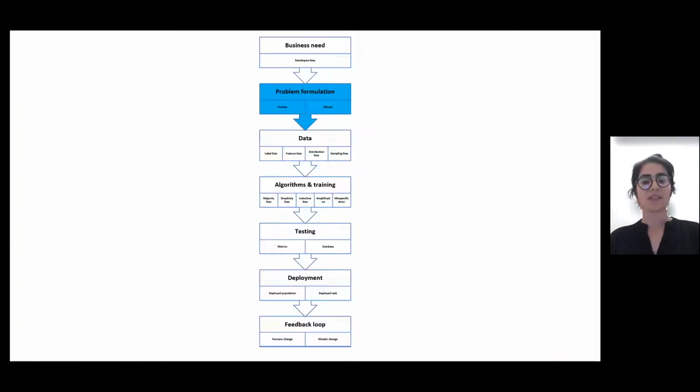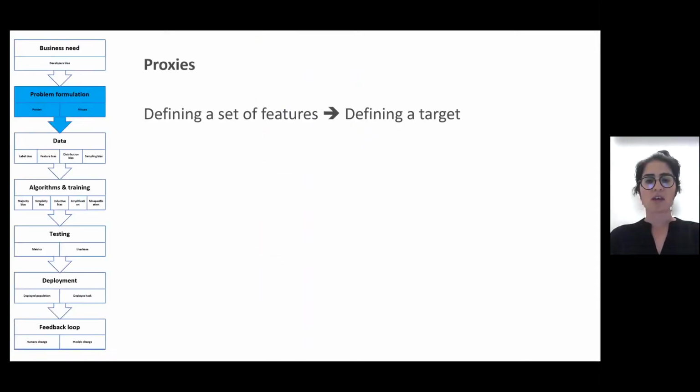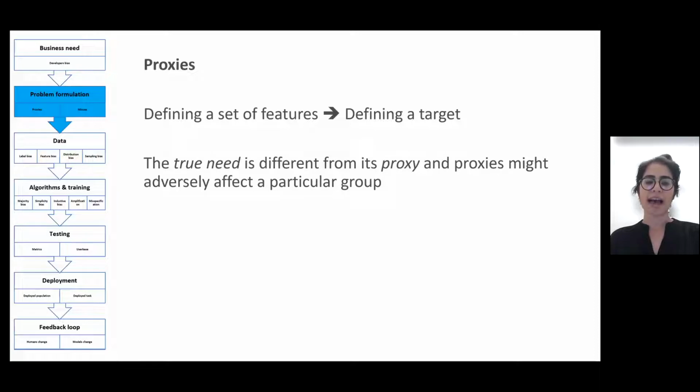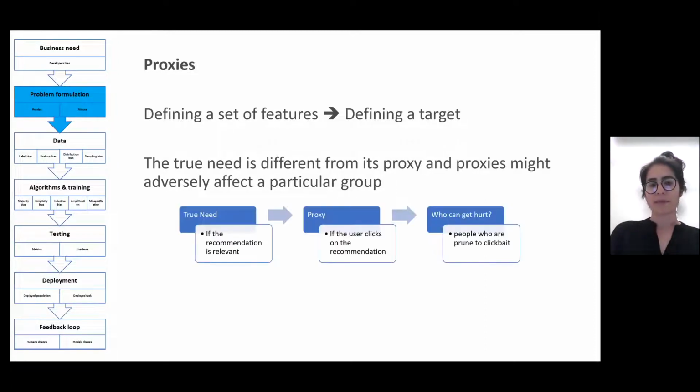The second step is problem formulation. In problem formulation, we should care about proxies and misuse. Whenever you have a machine learning model, usually you define a set of features and you want to predict a target. However, you usually don't have access to the true need. And instead, you use some proxy instead of the true need. These proxies might adversely affect a particular group. Let's look at some examples.